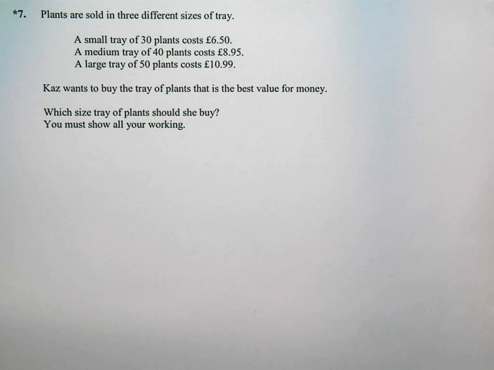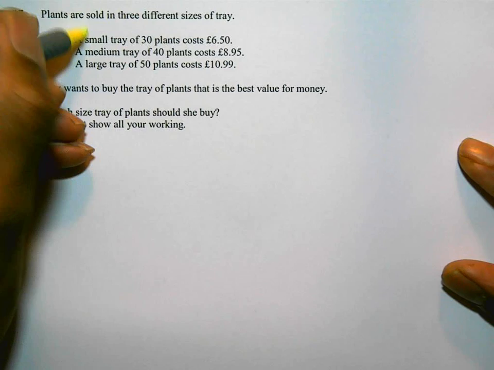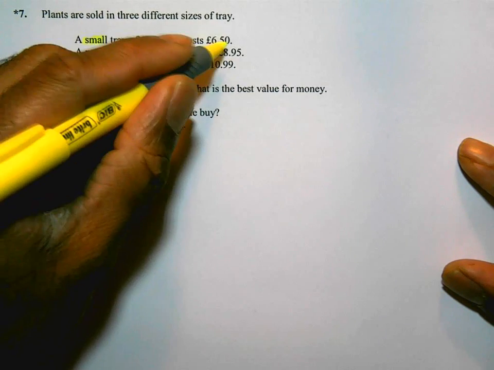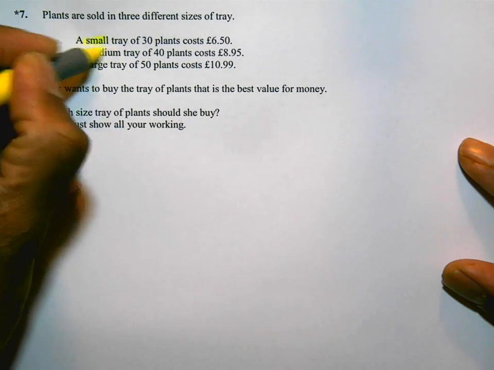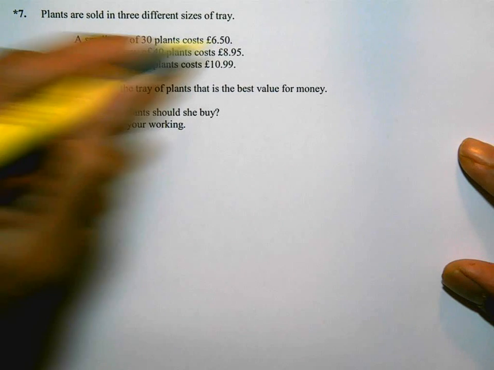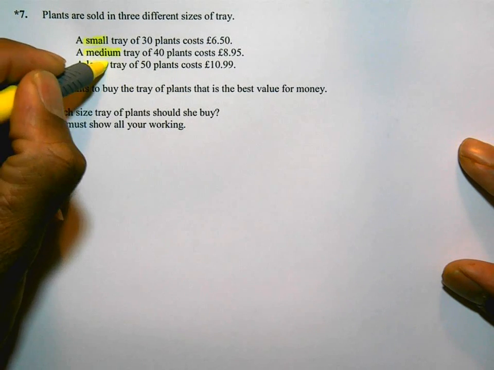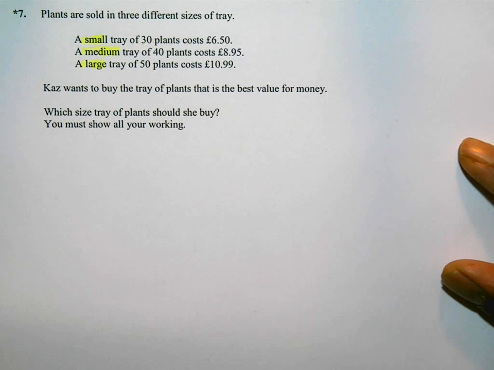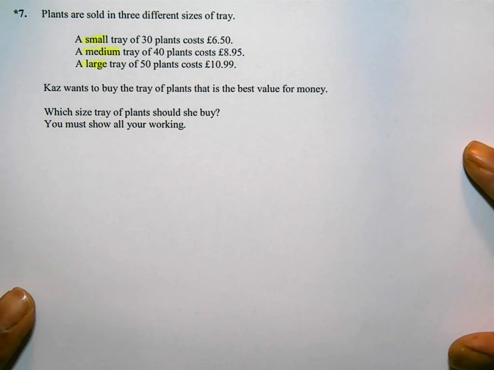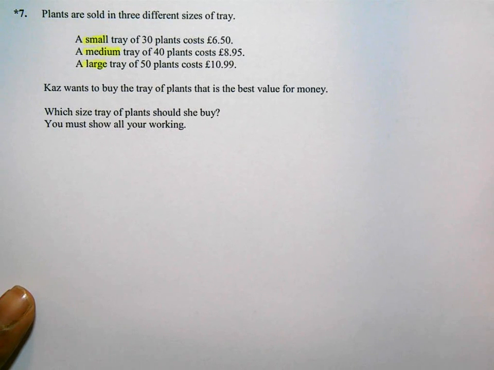This is question number 7 on the November 2013 Higher Calculator paper. This question says, plants are sold in 3 different sizes of trays. You have a small tray, which is 30 plants, and that costs £6.50. You have a medium tray, which is 40 plants, which costs £8.95, and a large tray, which is 50 plants, and that costs £10.99.